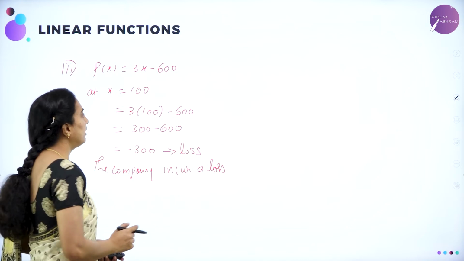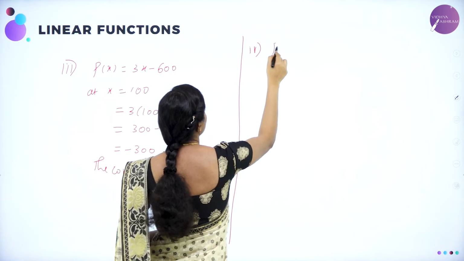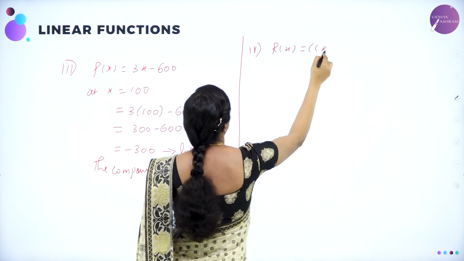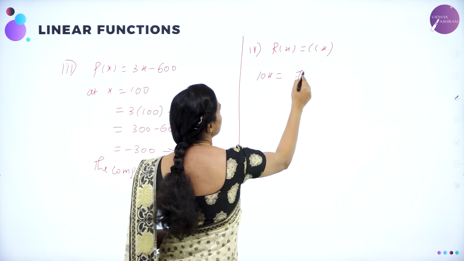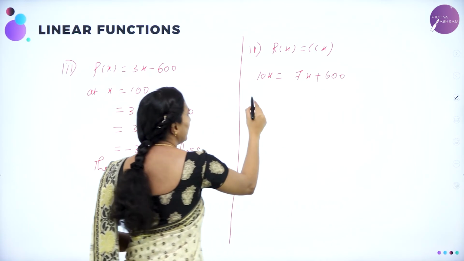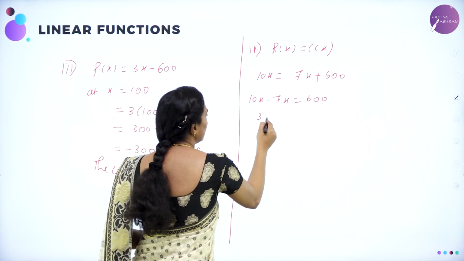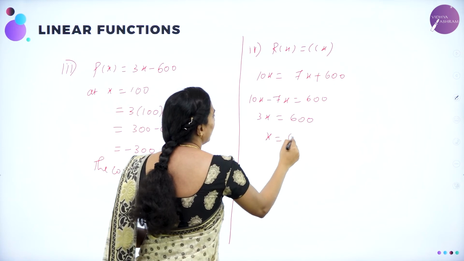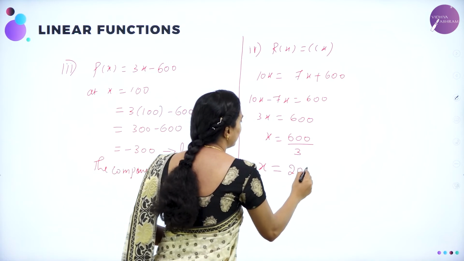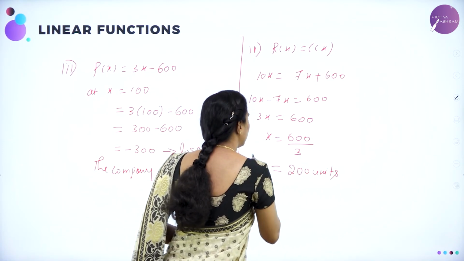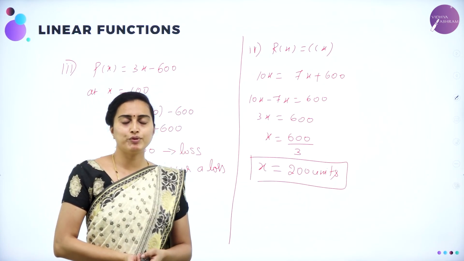Now what was the fourth question? What is BEP? Now let us calculate BEP. BEP is when R of x is equal to C of x. Here R of x is 10x and C of x is 7x plus 600. Now you can take it to this side: 10x minus 7x is equal to 600. Otherwise 3x is equal to 600. x is equal to 600 divided by 3. Otherwise x will be equal to 200 units. So this is the BEP, the break-even point. I hope you got this one.